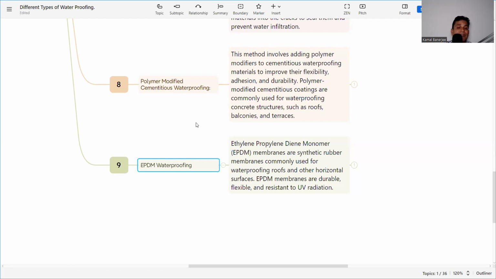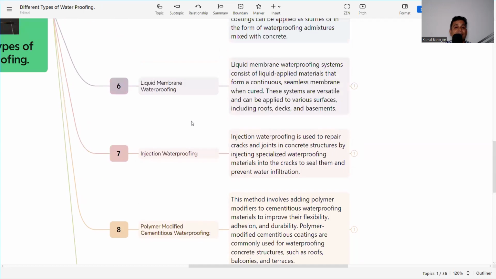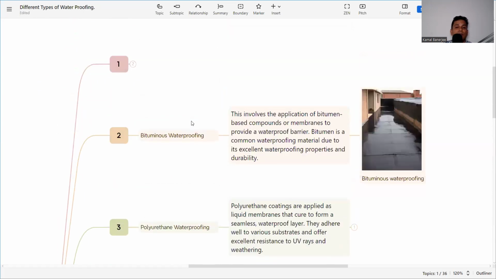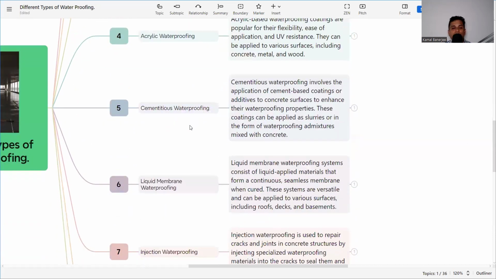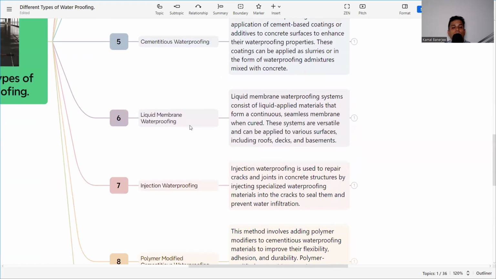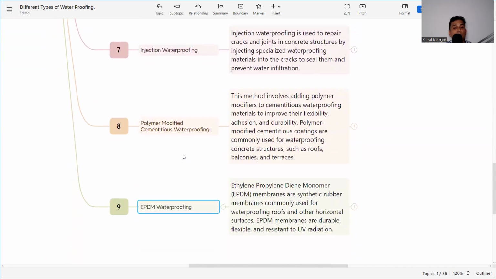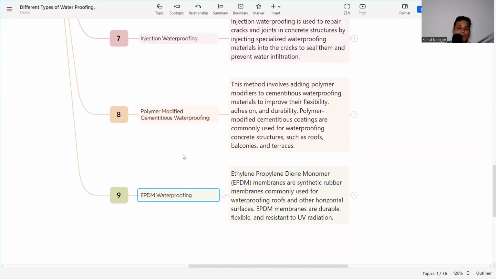So these are the different types of waterproofing. Let's summarize: bituminous waterproofing, polyurethane waterproofing, acrylic waterproofing, cementitious waterproofing, liquid membrane waterproofing, injection waterproofing, polymer-modified cementitious waterproofing, and EPDM waterproofing. These are the different types of waterproofing used in construction.